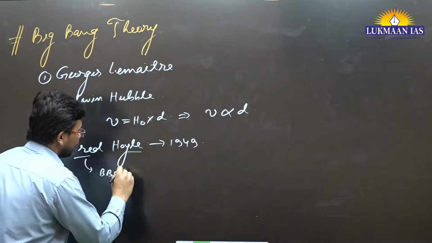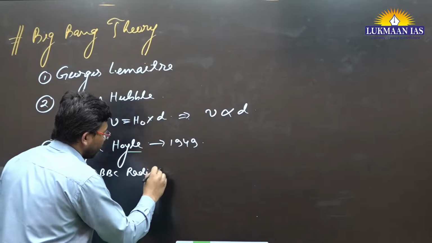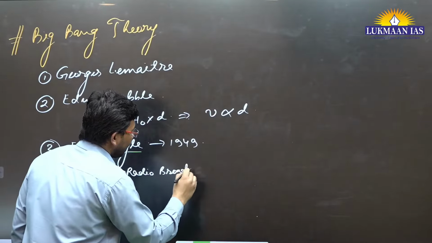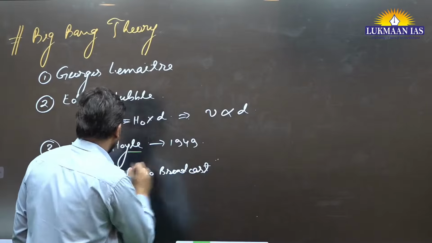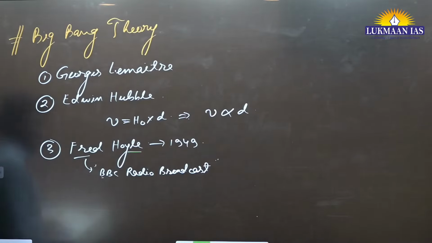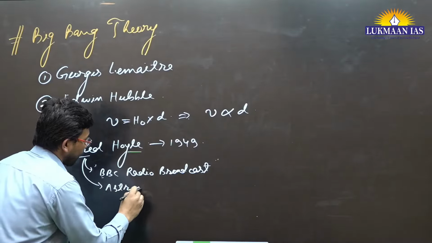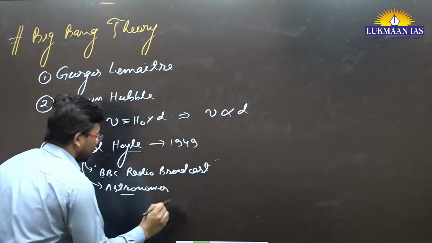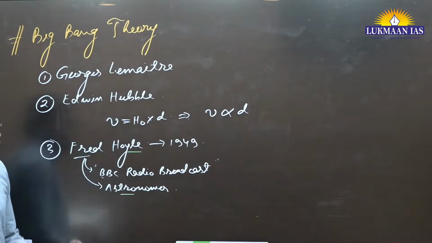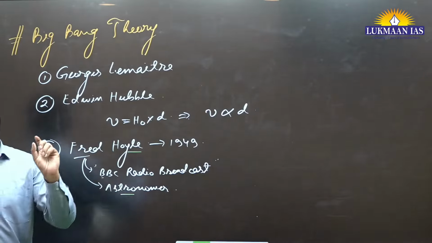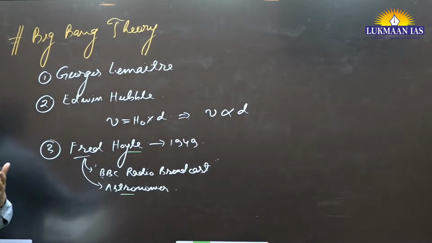was participating in a BBC radio broadcast, and Hoyle himself is an astronomer. What Fred Hoyle said was that these theories were based on the hypothesis that all the matter in the universe was created in a Big Bang at a particular time in the remote past.